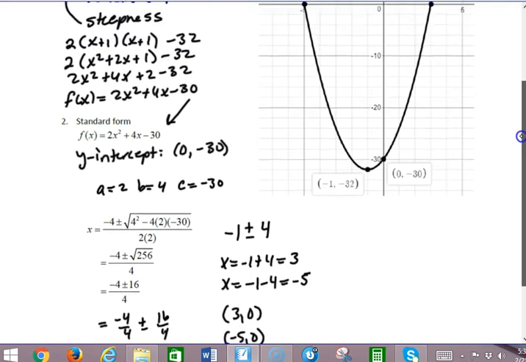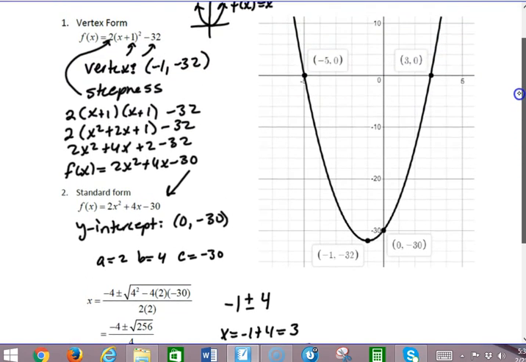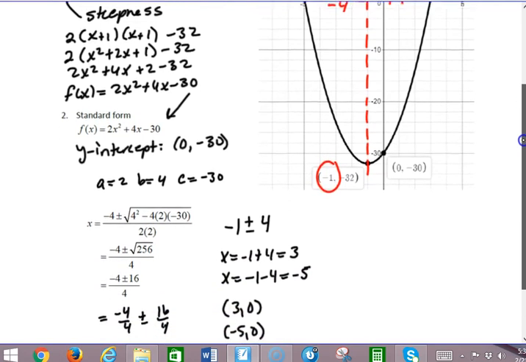Now, where does the -1 plus or minus 4 show up on the graph? Well, the -1 is the line of symmetry. It is the x value of the vertex, -1. So we see -1 here. And then the plus 4 is how far we go from that center point to this x-intercept. And the minus 4 is how far we go from the center at -1 to the other x-intercept. So the -1 plus or minus 4 gives you the two x-intercepts.